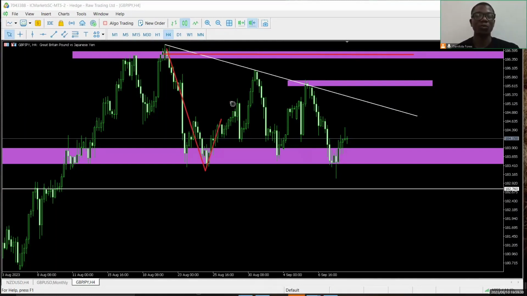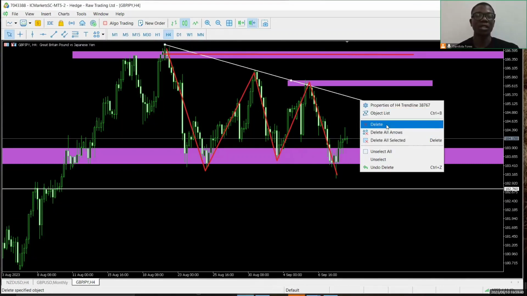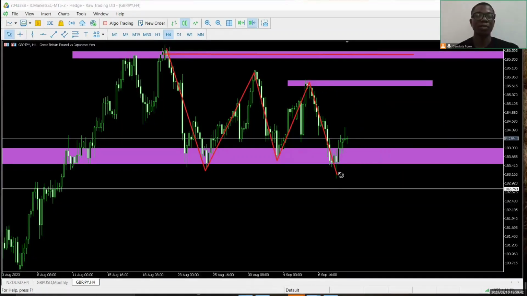Okay, let's read the structure together. This is a push exhaustion. Price came for a double pressure right here. They came again, created a lower high, created a lower low right here. Okay, so as soon as price comes and violates this bigger structure by creating a higher high, this will be a valid buy entry point.